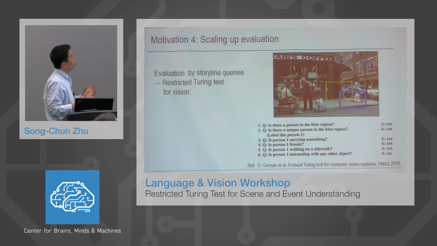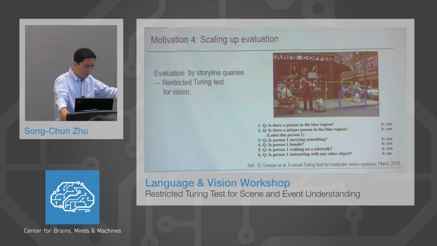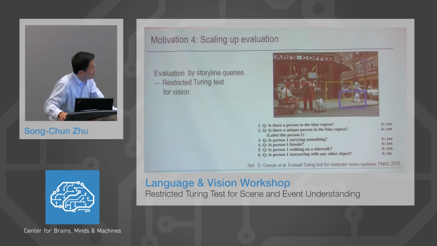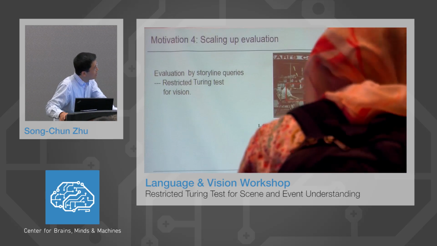Obviously, this number 4 motivation is that we want to scale up the evaluation. Nowadays, you have evaluation by just bounding box, the classification. But when you go to a high-level vision or AI type of recognition, those become a little too low level. People now begin to talk about scaling up the learning and evaluation process by closing the loop, as humans do, as we said. So this is one of the papers published by Don Gieman this year.